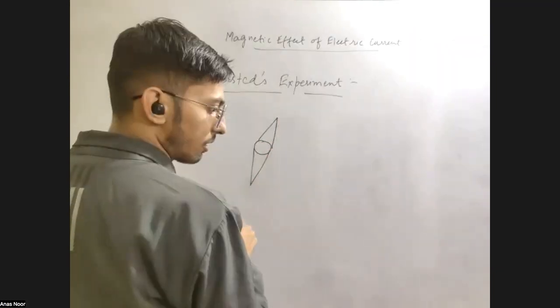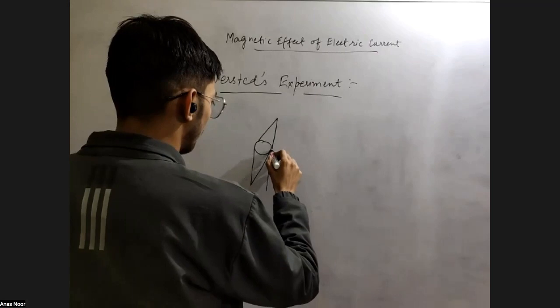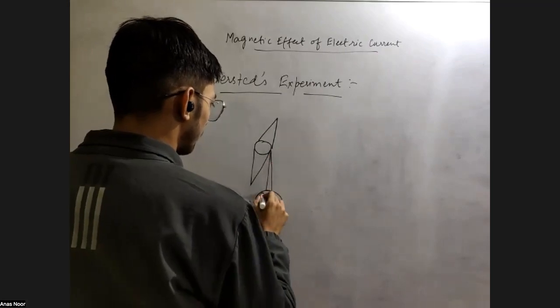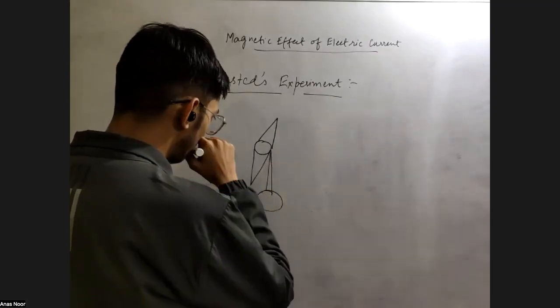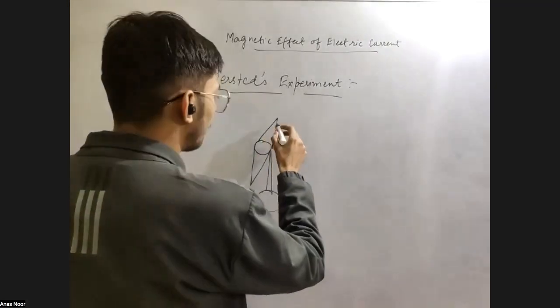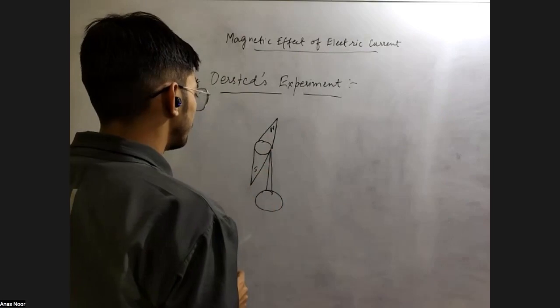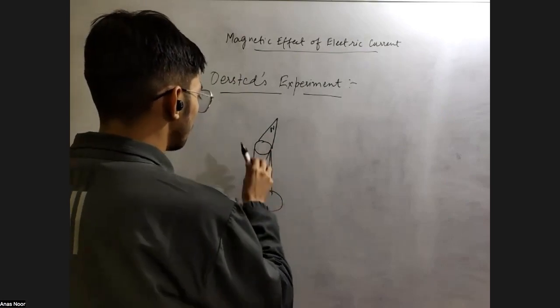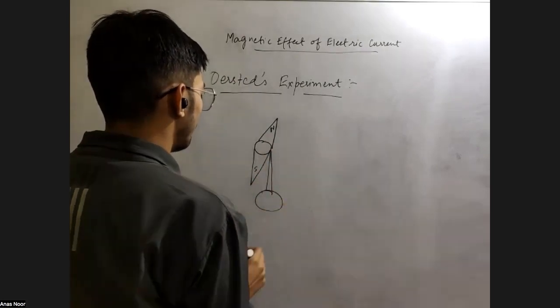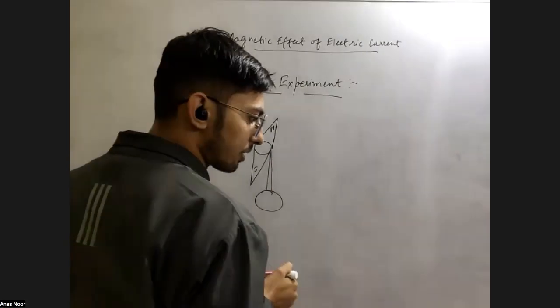This is a magnetic needle on a stand. Now it always points in the north-south direction. So this needle can move freely and it always points in the north-south direction.